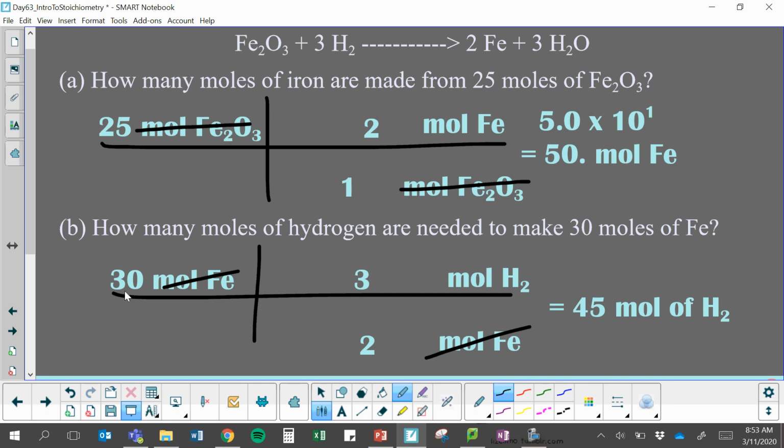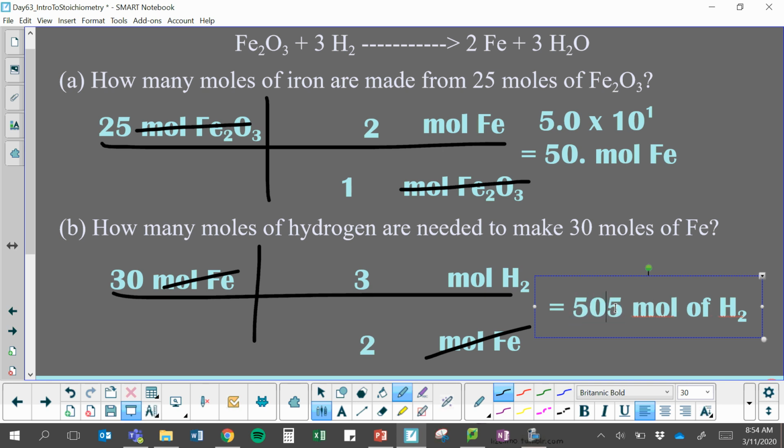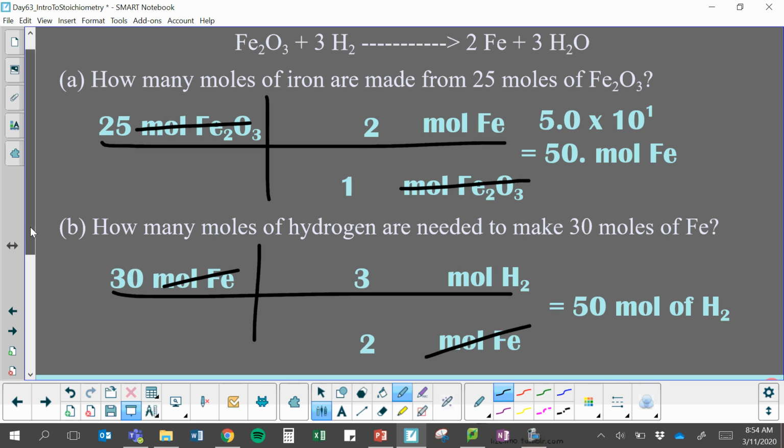So check sig figs. This number only has 1 sig fig because 0 is not significant, and our number right now has 2. So the way we would write this, instead of 45, we would only have this 1 digit that's significant. So that means we need to use a 0 placeholder, and because this is a 5, we're going to round this up to a 5 and then put 0 as our placeholder. So the 45 would round up to 50 moles of hydrogen.